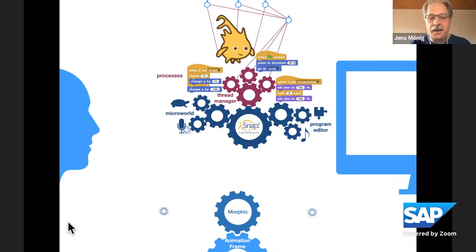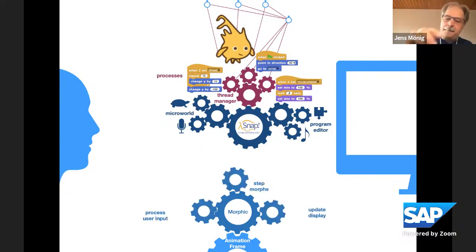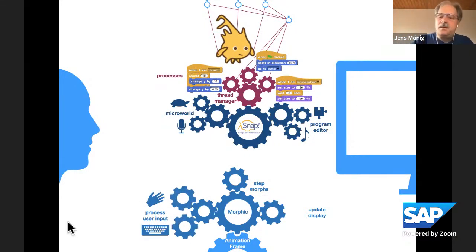And Morphic really just plugs into the animation frame and at every frame, it does three things. It processes user input, it steps through all the other morphs, all the visual components in a world, and then it updates the display. When it processes user input, there are two ways in which the user can interact: through mouse or touch device and through keyboard entry.